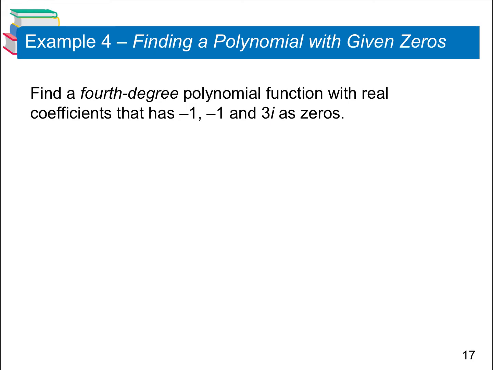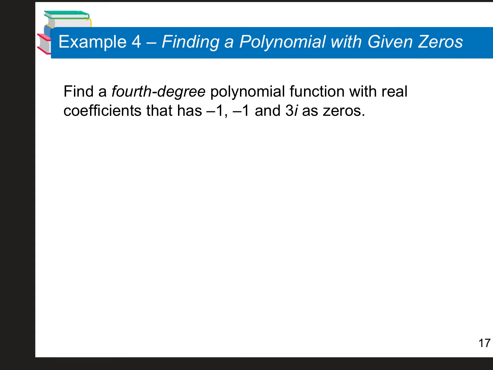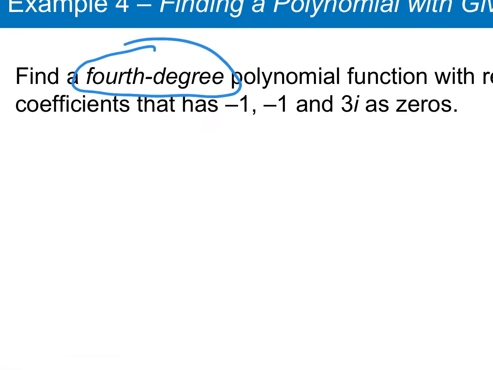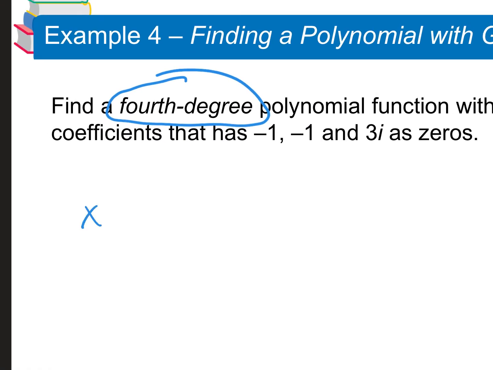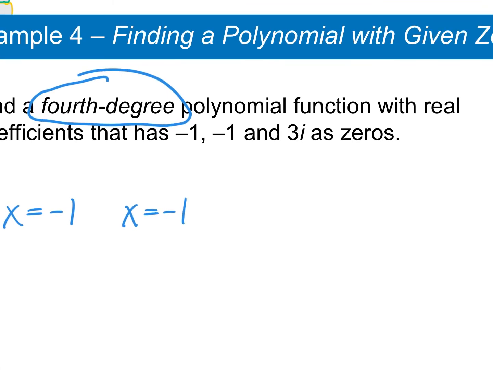You guys are going to be writing polynomials, all right? You're working backwards. Instead of giving the big polynomial and finding all the zeros, you're going to be given the zeros, and you need to find the original polynomial. So this question says, find the 4th degree polynomial. If it's the 4th degree, when you write your polynomial answer out, what should your highest exponent be? 4. So this says the real coefficients, or your zeros, are x equals negative 1, x equals negative 1, and x equals 3i. What do you know about 3i?